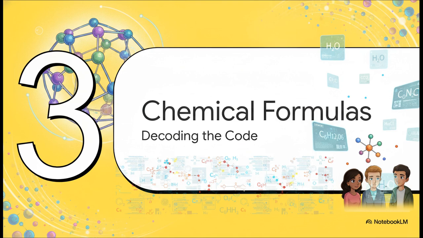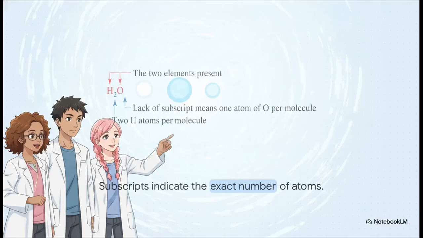Section 3, decoding chemical formulas. So, you might be wondering, how do chemists actually talk about these complex 3D structures on a flat piece of paper? Well, we use a highly specific code. Take the familiar water molecule, H2O for example. If you see a lack of a subscript next to an element, that just means there's exactly one atom per molecule. But if there is a subscript, that tells you the exact multiple, like the 2 right here, which means we have exactly 2 hydrogen atoms.